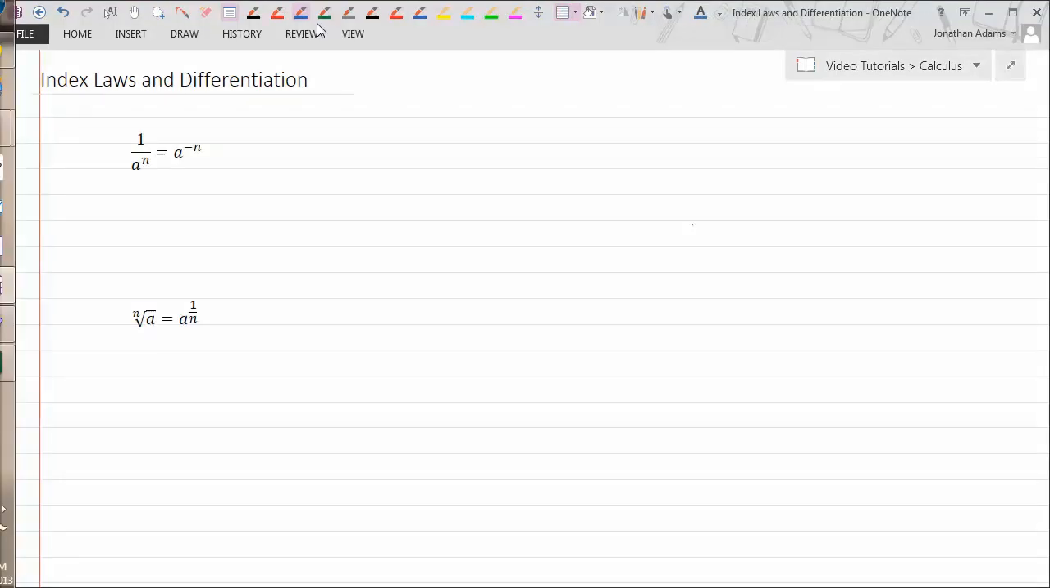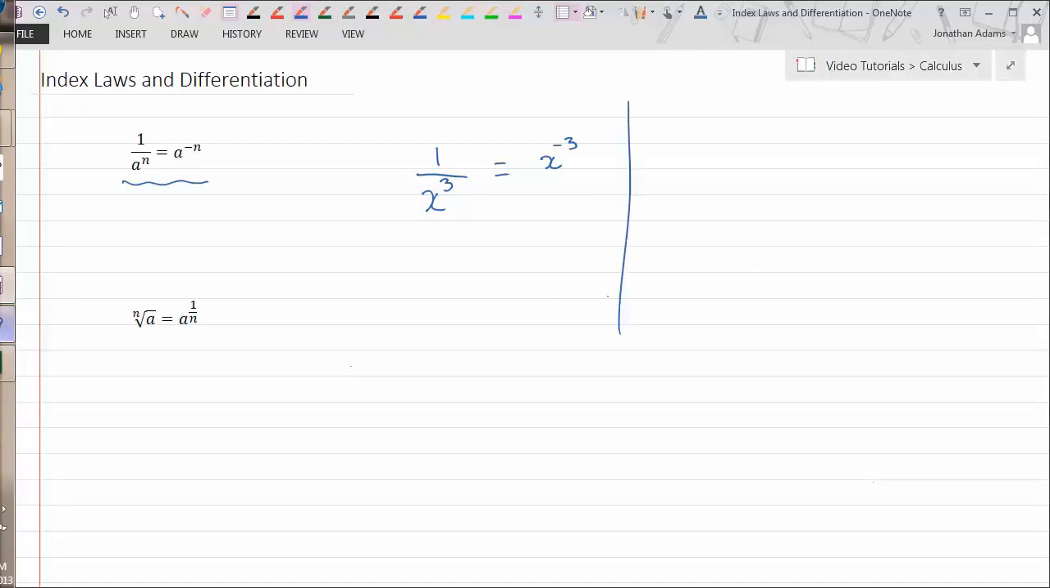There's two index laws in particular that we're going to find useful for our work on differentiation. First one is this one here: 1 on a^n equals a to the power of negative n. Now, it looks scary when it's written in algebra, but all this is saying is that if I have something that looks like this, so some kind of 1 over x to any power, okay, 3, I can change the way that it looks to get it out of this fraction situation, and instead just write it as a regular x, but have the power as to the power of negative 3. So x to the power of negative 3 is the same as 1 divided by x^3.